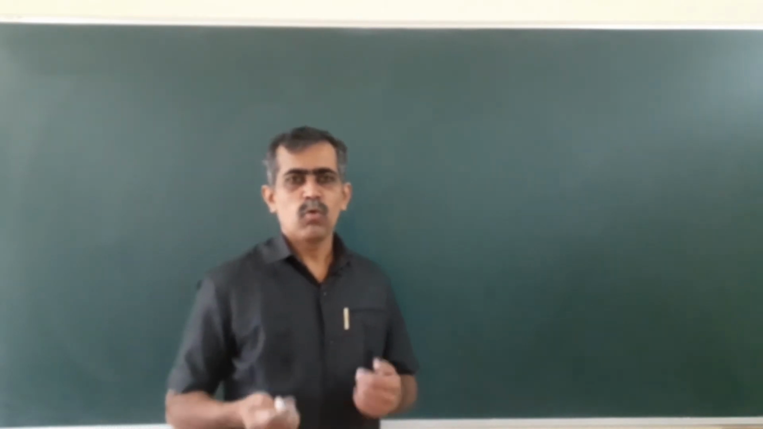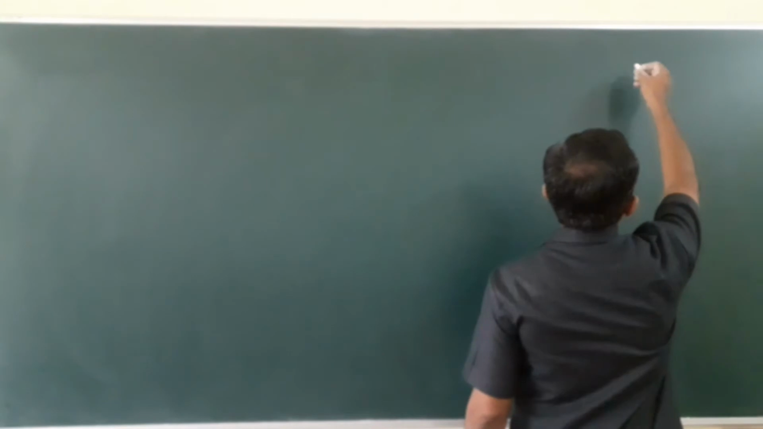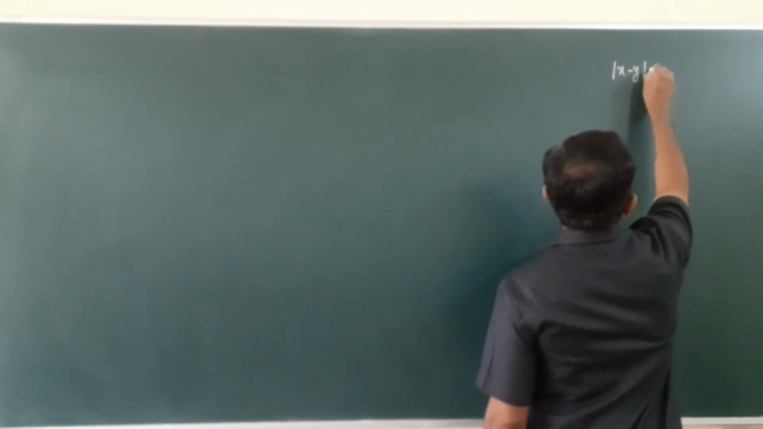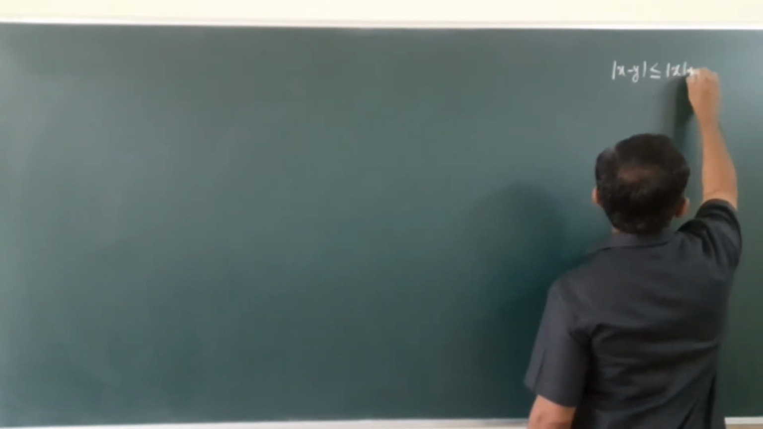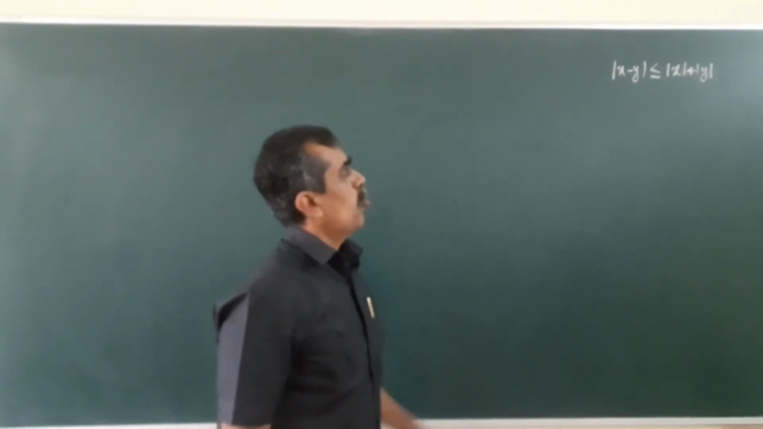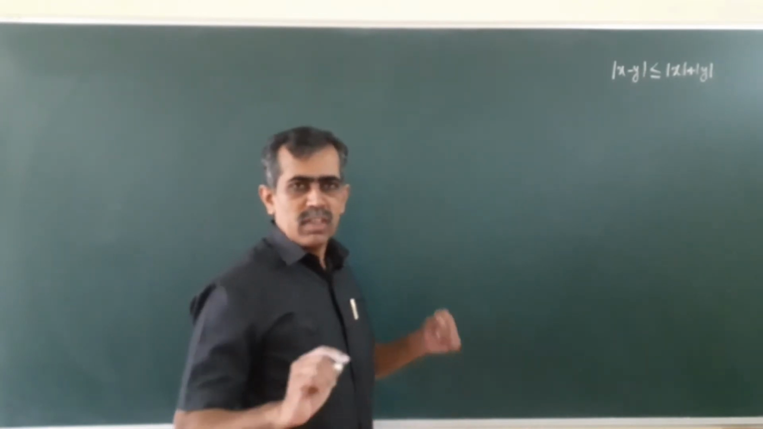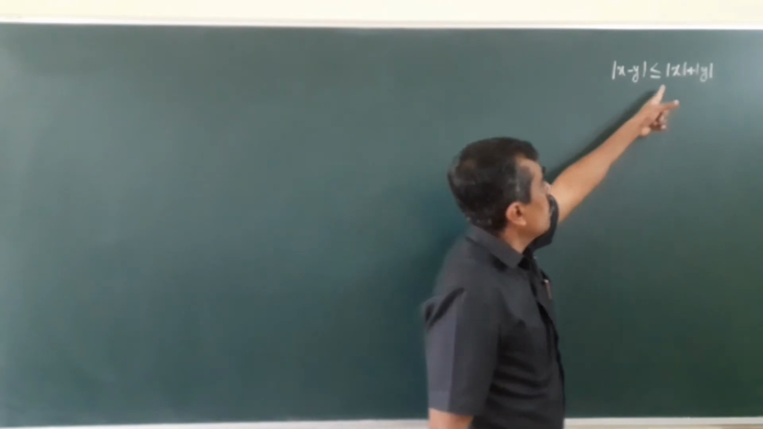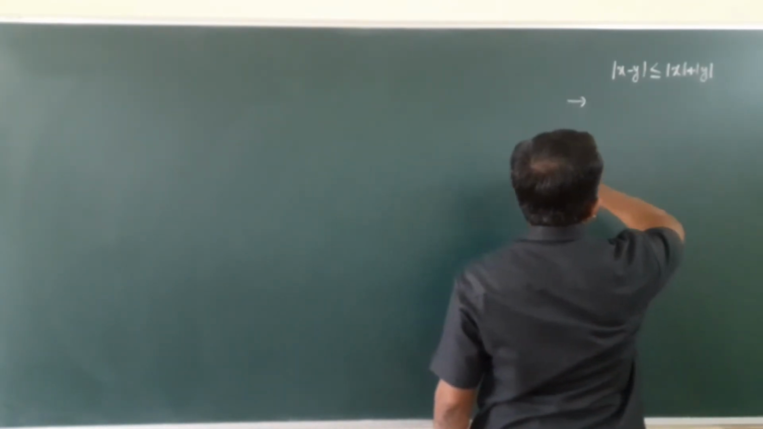Now let us do some more properties of real numbers with respect to modulus. Now the next property is mod of x minus y is less than or equal to mod of x plus mod of y. So simple property. We have seen the triangle inequality, it is for mod of x plus y. Now here mod of x minus y is less than or equal to mod x plus mod y. See how to prove, so simple.